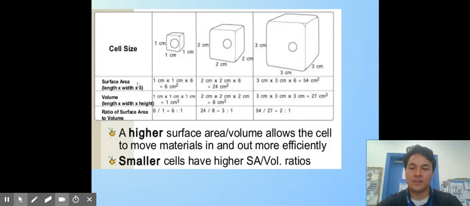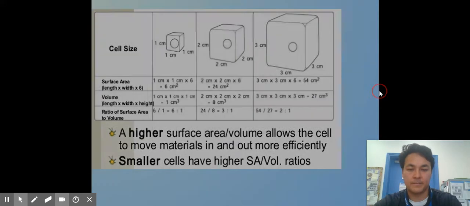One thing we went over in class is why does volume always overtake surface area in number? It's because volume is cubed, whereas surface area is squared. So something that's cubed or raised to the third power will be larger than something that's squared.